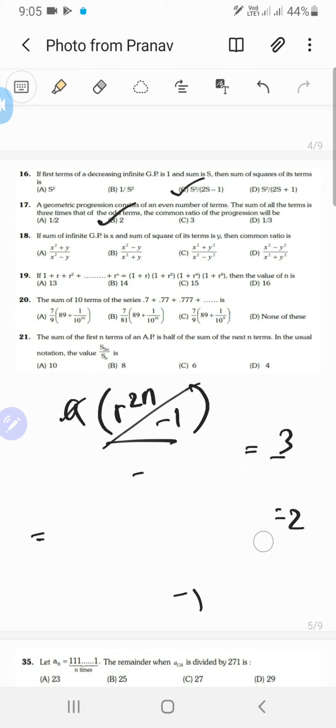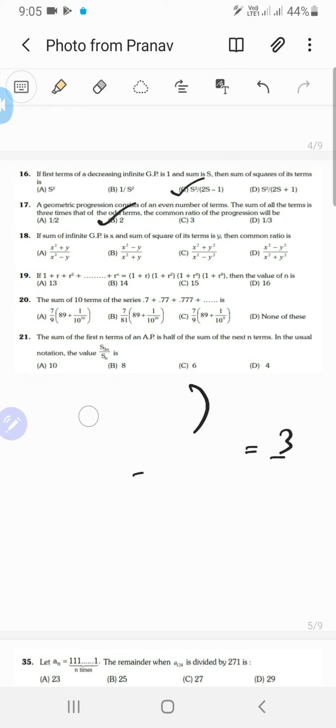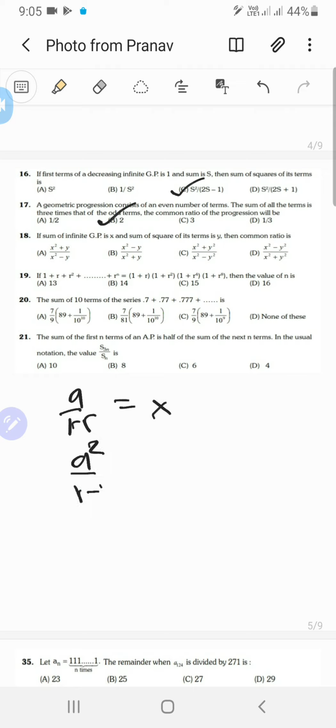The next question is, if the sum of an infinite GP is x, and the sum of the squares of its terms is y, then the common ratio is, too easy. So what do you get? You get a upon 1 minus r equals x, and a squared upon 1 minus r squared equals y. Okay, so you square this, you get a squared upon 1 minus r whole squared equals x squared.